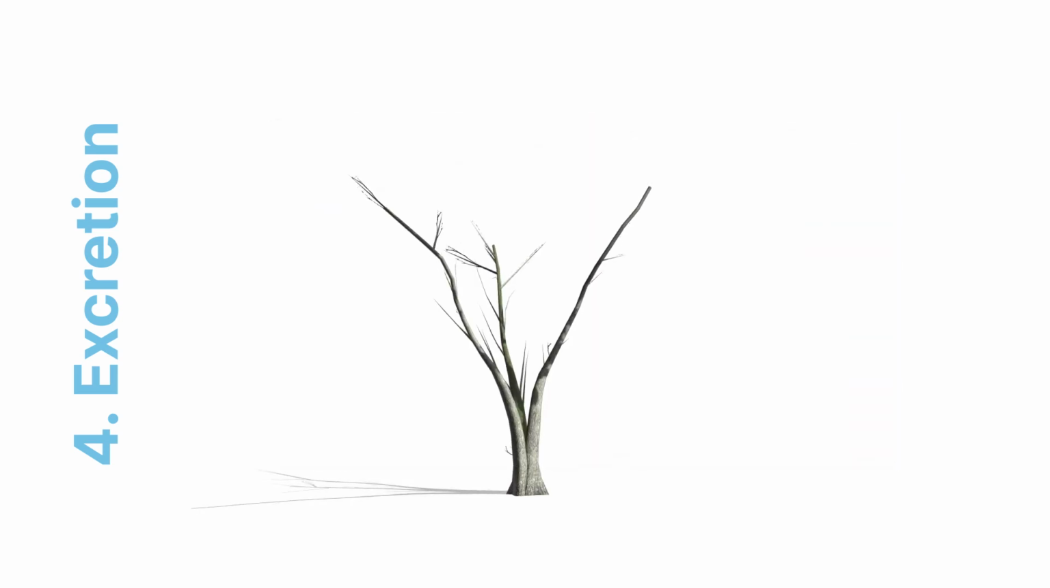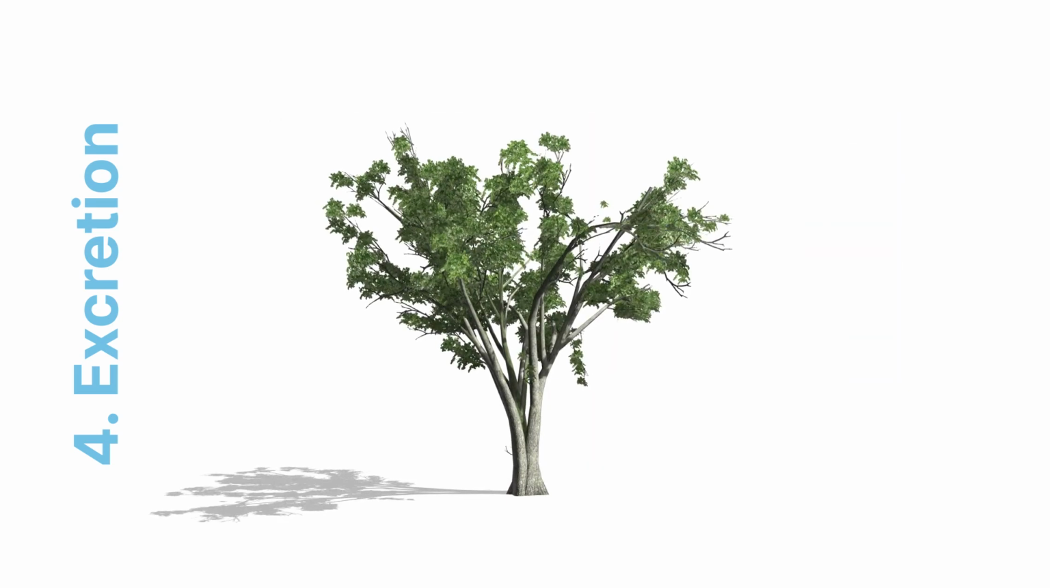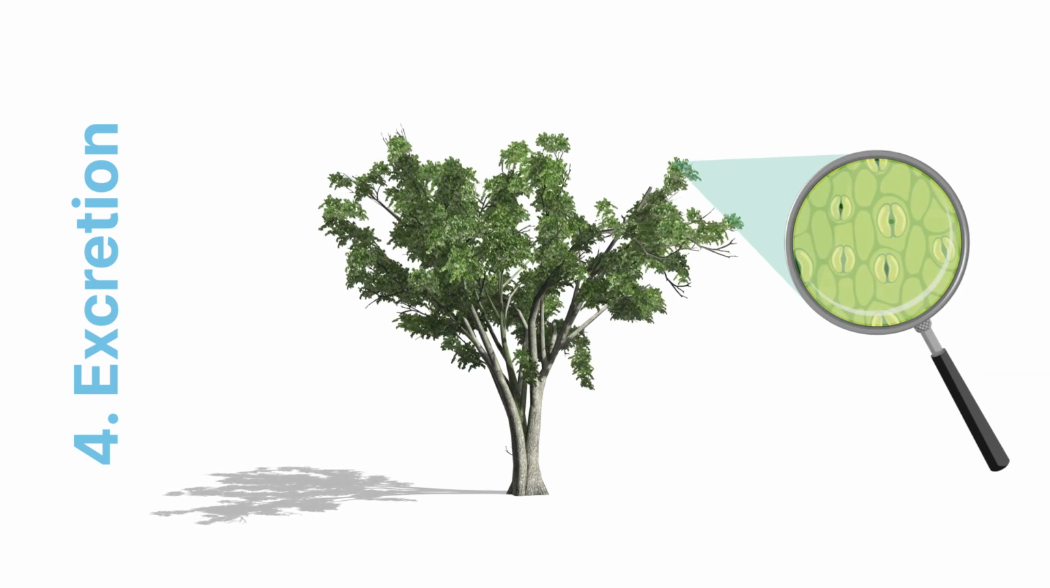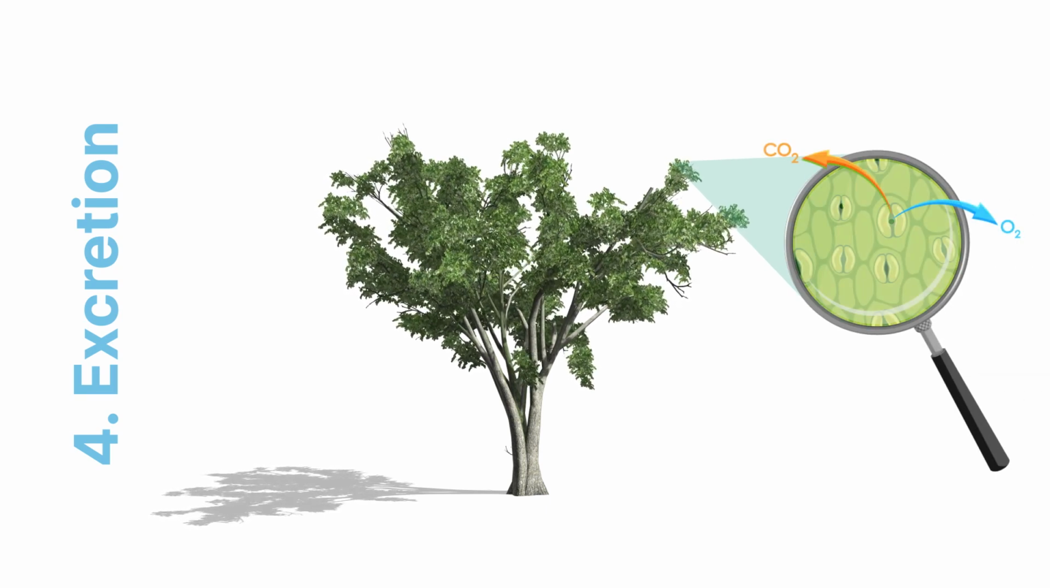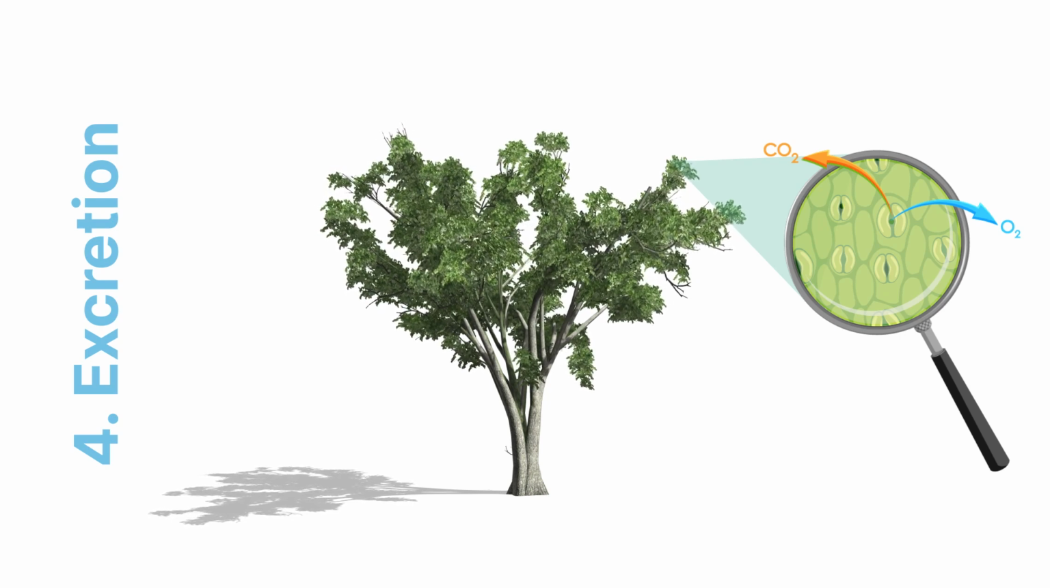Plants, on the other hand, as autotrophs, generate less waste products, and they eliminate their main waste product, oxygen, as well as some carbon dioxide, through openings in the leaves called stomata, in a process called transpiration.